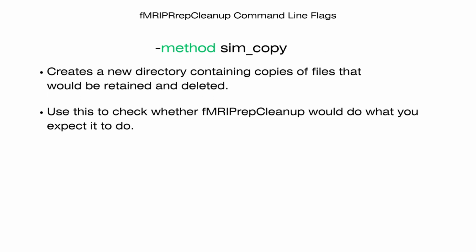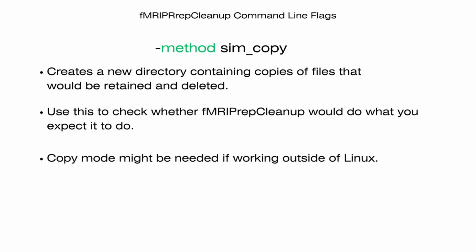Using method sim_copy will do the exact same, but instead of creating a new folder with symbolic links, it will create a new folder with copies of all the files that will be retained or deleted. This isn't as ideal since it will involve generating additional files, which will take up more space on your system and will itself have a carbon footprint. However, this might be needed if you're running the script on systems on which sim_link doesn't work. This could be an issue of working outside of Linux, for instance.